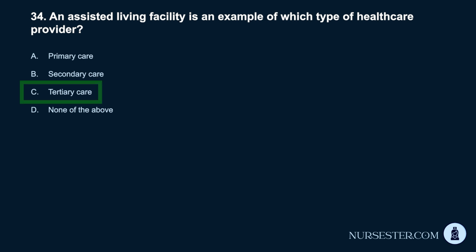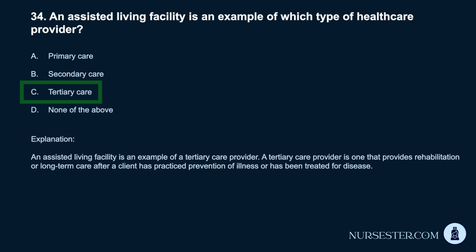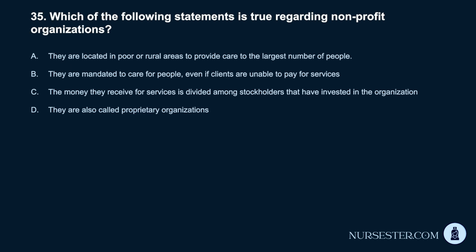Correct answer: C. Tertiary care. An assisted living facility is an example of a tertiary care provider. A tertiary care provider is one that provides rehabilitation or long-term care after a client has practiced prevention of illness or has been treated for disease.